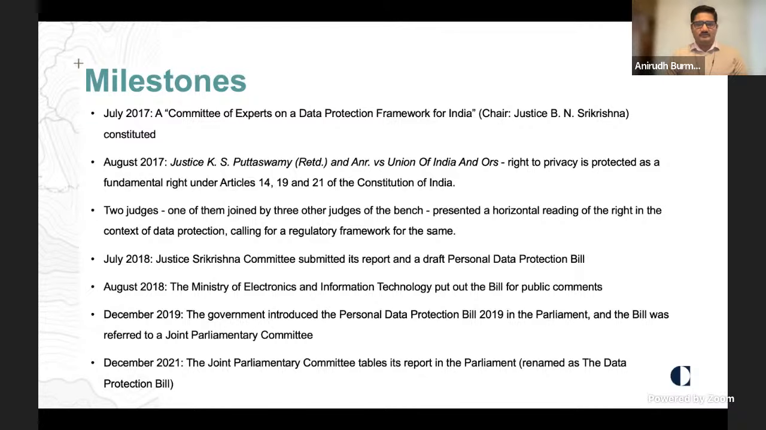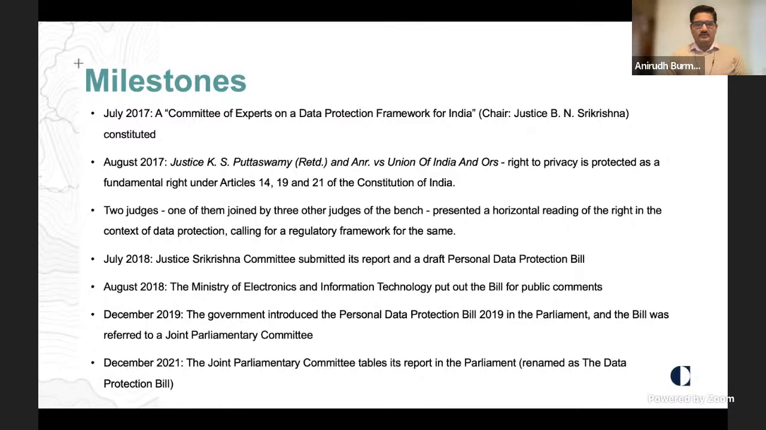And in this judgment in August 2017, it said that there is a right to privacy under Articles 14, 19, and 21 of the Constitution. And it extended the idea of privacy both to state and non-state entities. So both of these were supposed to be covered by this notion of privacy, and citizens had a right to privacy against activities of both state and non-state entities.